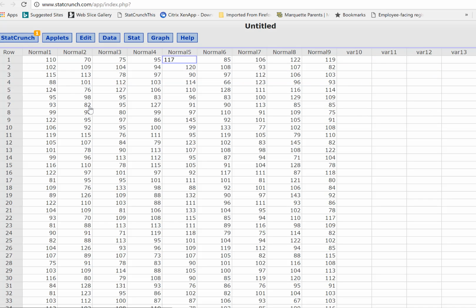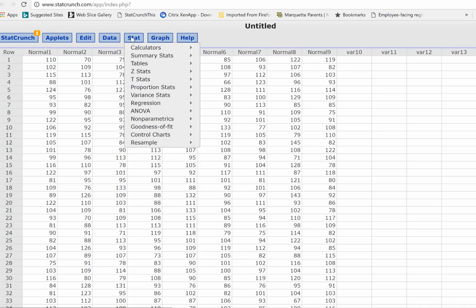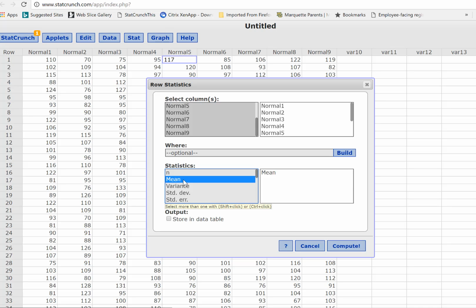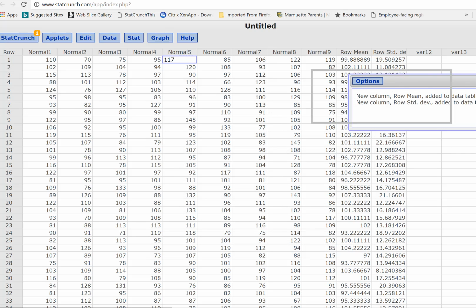Okay? Now, for each of these rows, I'm going to compute the sample mean and the sample standard deviation. To do that, I go to Stat, Summary Stats, Rows. I highlight my columns 1 through 9, and I want to know the mean, and I want to know the standard deviation. And I want to store this in the data table. And then I click Compute.